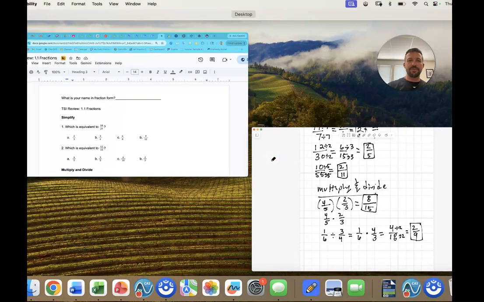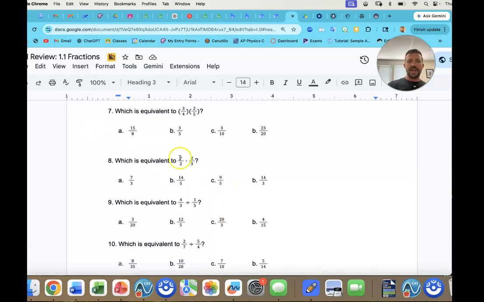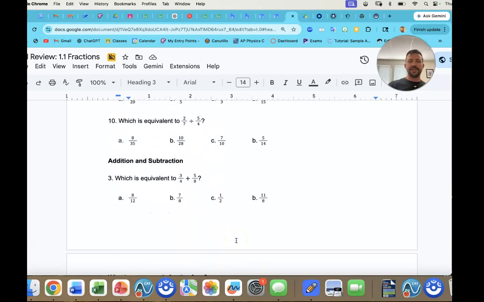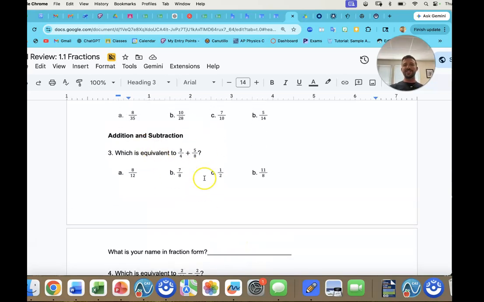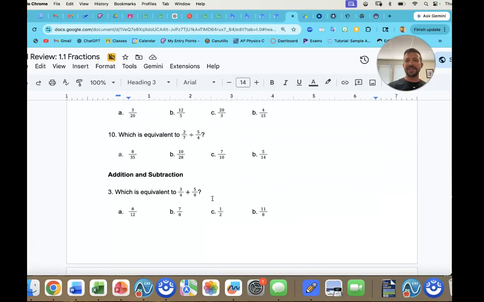So at this point, if you go to the worksheet, you should be able to do the first two and all the multiply and divide. So you can do almost the entire front half. The next thing I need to show you how to do is addition and subtraction with fractions. Okay, and then we'll do a couple word problems and we'll be done with this one.